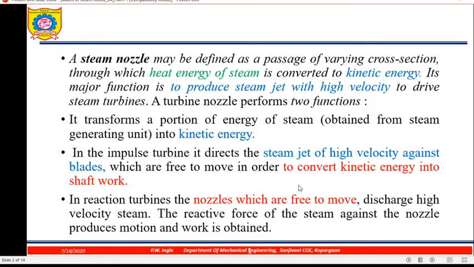And in a reaction turbine, some partial conversion is taking place in the nozzle or fixed blade, and the remaining conversion is taking place in the moving blade. So there will be a pressure difference. That pressure difference is nothing but reaction. So that's why this turbine is known as a reaction turbine. So in short, in an impulse turbine, the conversion of all pressure energy into kinetic energy takes place in the nozzle itself. And in a reaction turbine, it takes place in the fixed blade, that is the nozzle, as well as the moving blade.